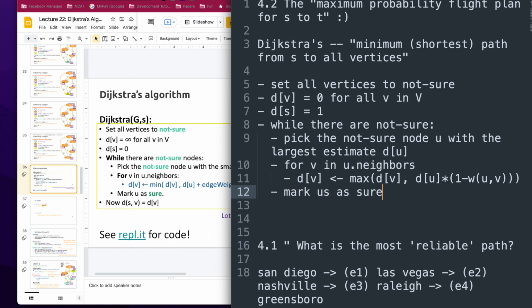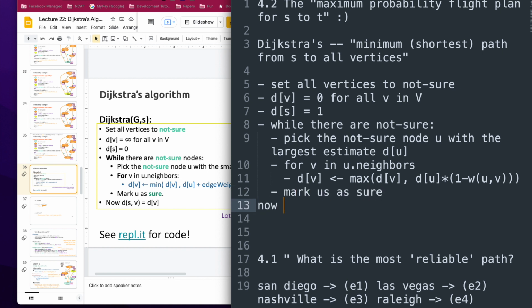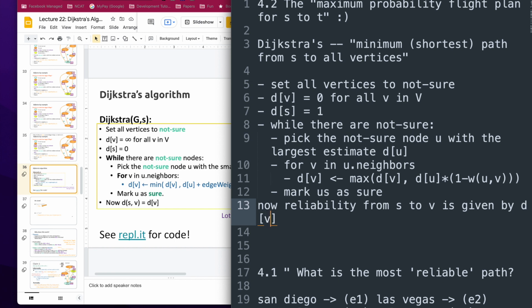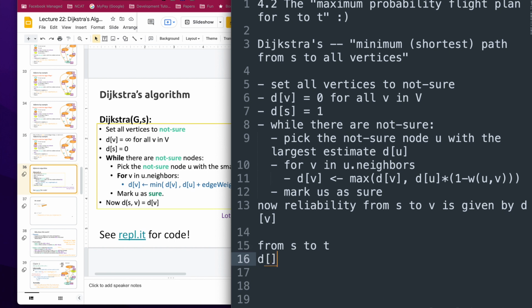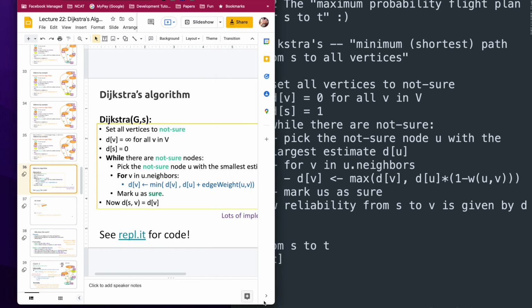We mark U as sure. And now, once we're done, we say that D, the reliability from S to V is given by dV. So now we have all the reliabilities, and what we're actually looking for is the reliability from S to T. So we can just say dt.